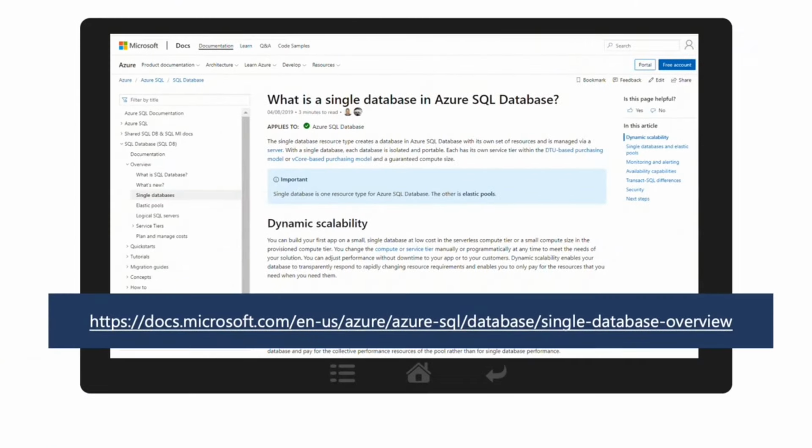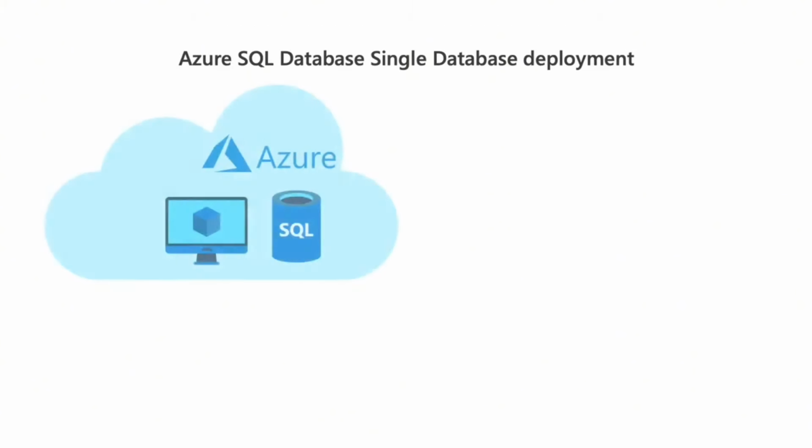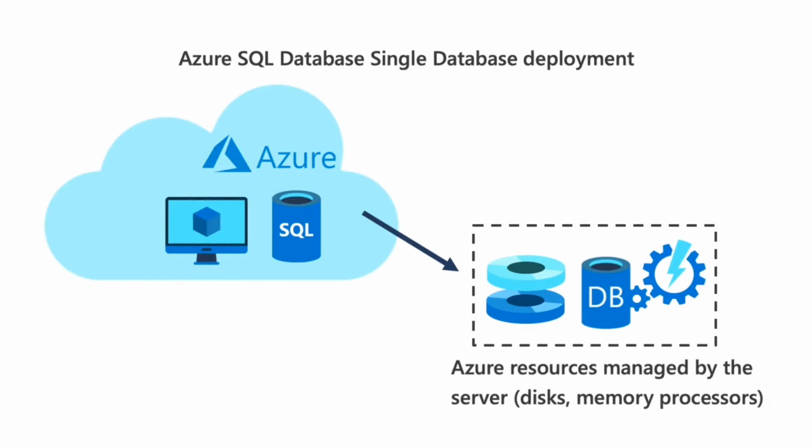For more information, read "What is a single database in Azure SQL Database?" There is a link to this document from the additional readings at the end of this lesson. This is an example of an Azure SQL Database single database deployment. The Azure resources are managed by the server, such as disks, memory, and processors. Let's take a look at the elastic pool model now.